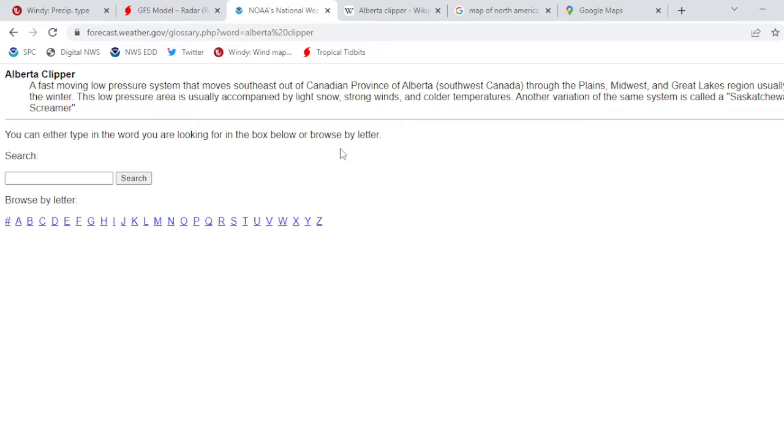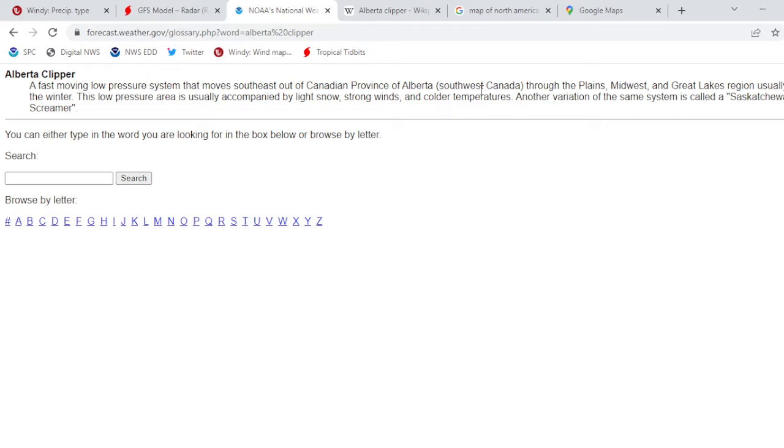Okay, and they define an Alberta Clipper as a fast-moving low-pressure system that moves southeast out of the Canadian province of Alberta, okay, southwest Canada, through the plains, Midwest, and Great Lakes region, usually during the winter. And this low-pressure area is usually accompanied by light snow, strong winds, and colder temperatures.